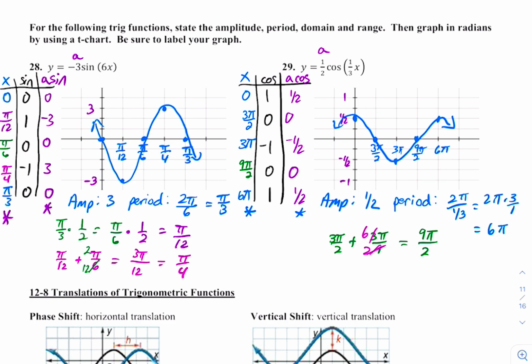All right, so in our next video, we're going to talk about how we account for our left and right shifts and our up and down shifts.